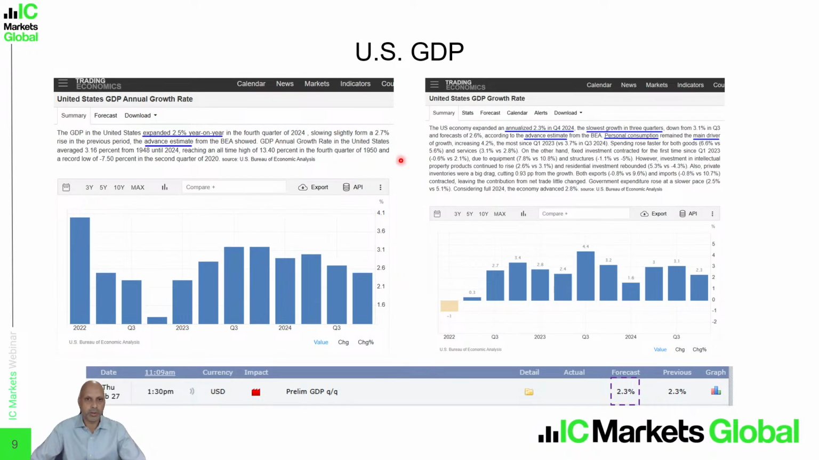Moving over to US GDP. US GDP will be released on Thursday, 27th of February. That's at 1:30 p.m.